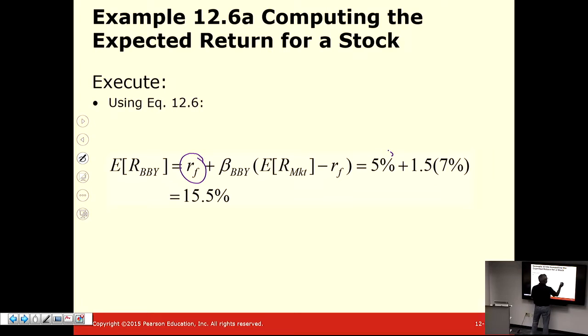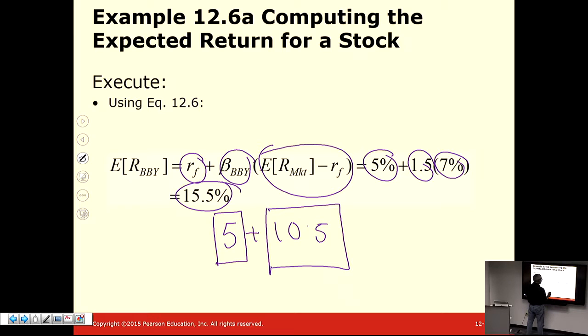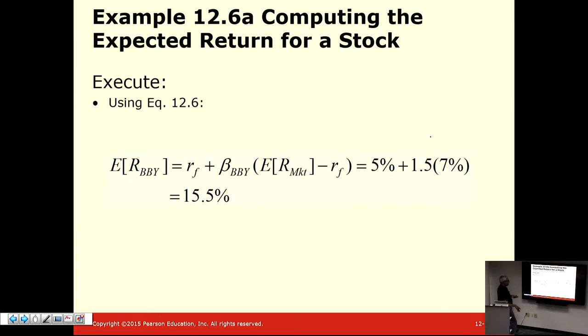Rf is 5. Rm minus Rf, that whole thing is 7. Beta is 1.5. That means this is 5 plus 10.5, which is 15.5. Right? 5 is the return on the Treasury bill, and I'm receiving a 10.5% compensation for the fact that beta for Best Buy is 1.5. It is 1.5 times the market risk premium. That's the way you would interpret this equation.